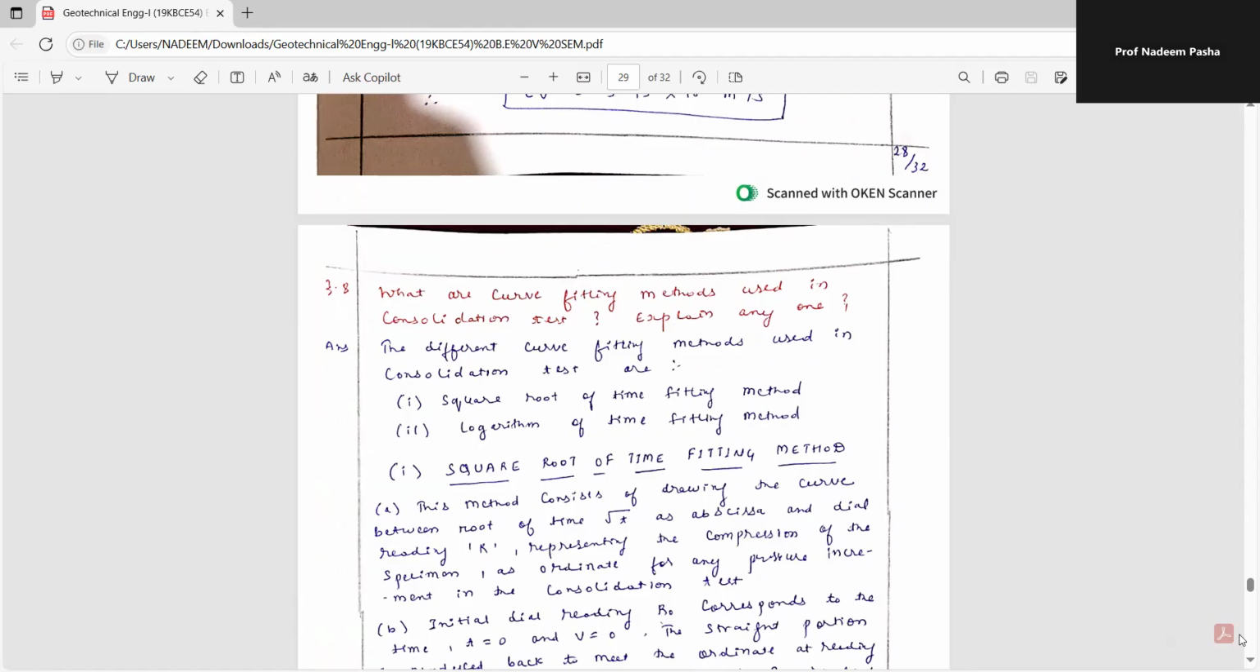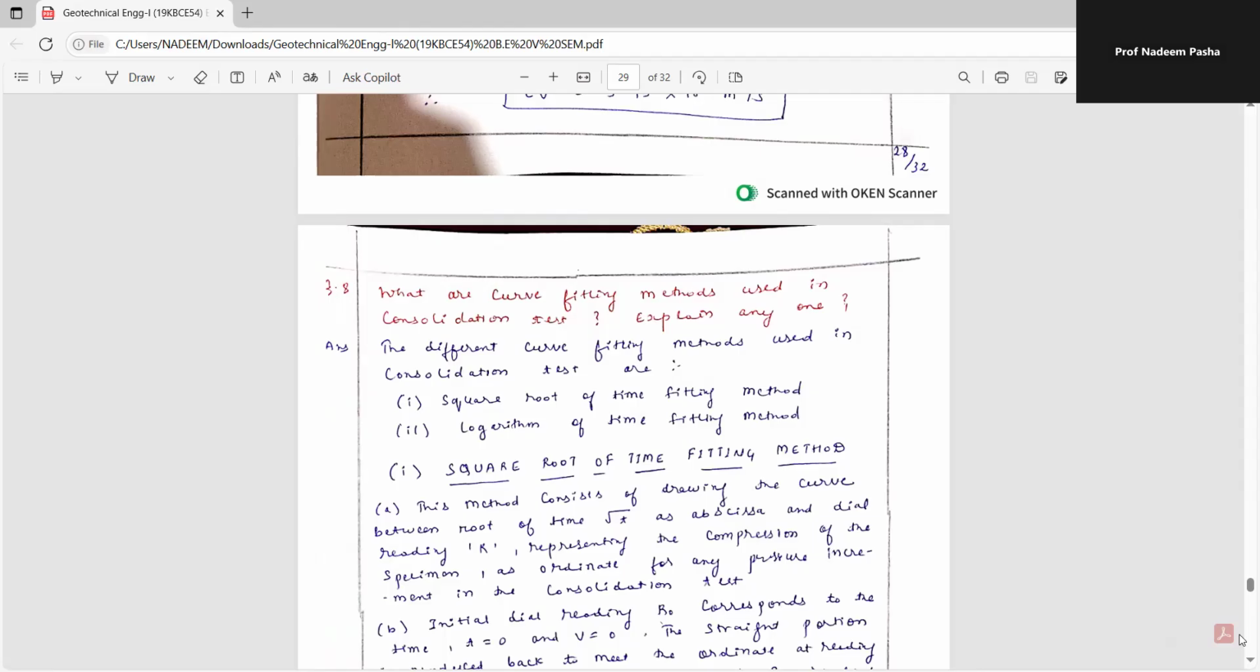So what are curve fitting methods used in consolidation test? Explain any one. The different curve fitting methods used in consolidation test are the square root of time fitting method and the logarithm of time fitting method. So what is the square root of time fitting method?